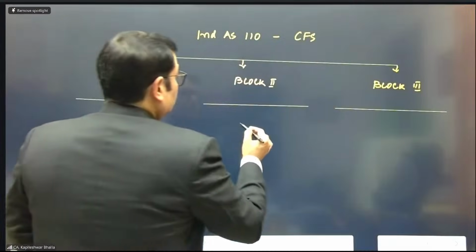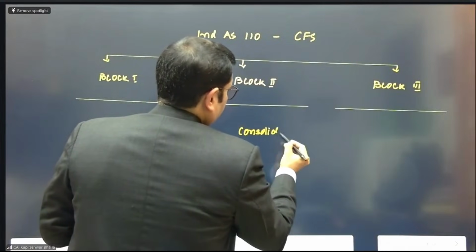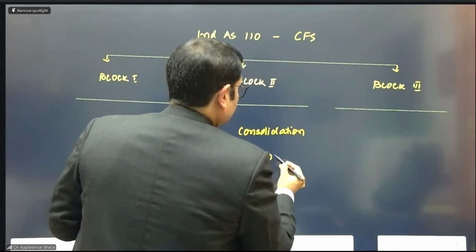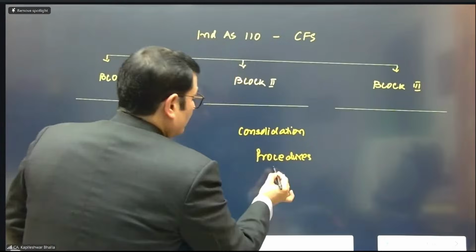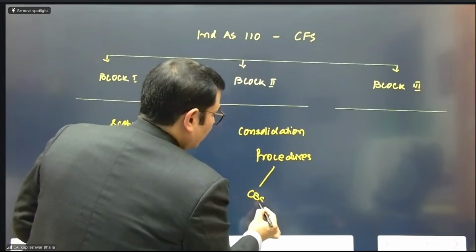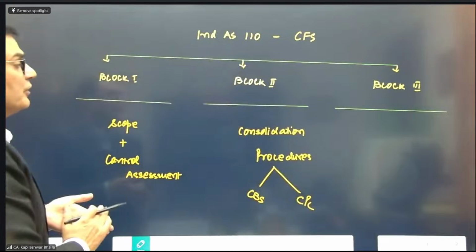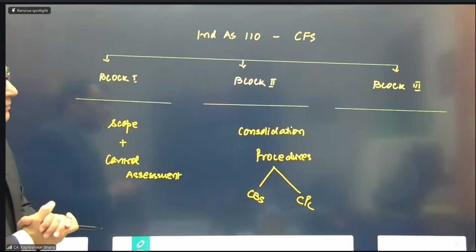And in terms of block number 2, we're going to look at the consolidation procedures. When I'm looking at the consolidation procedures, we're going to focus on the consolidated balance sheet and the consolidated profit and loss. How do we make a consolidated balance sheet and a consolidated P&L?